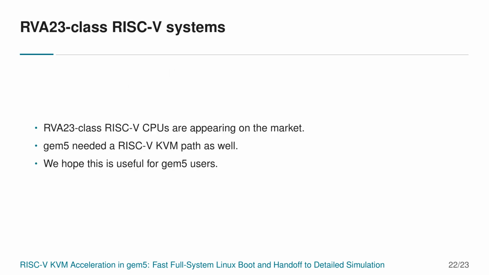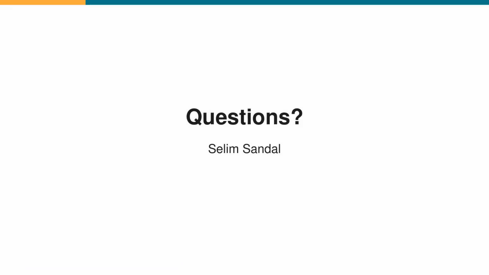So as you know, RVA23 class RISC-V CPUs are appearing on the market more and more. gem5 needed a RISC-V KVM path as well, so we hope this is useful for people running full system RISC-V workloads on gem5.